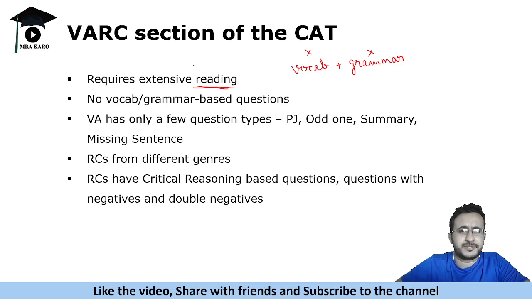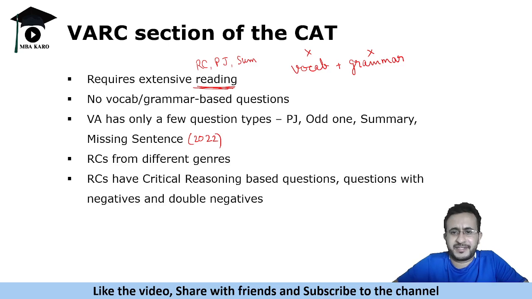You have RCs, you have parajumbles, you have summary. All these are the questions that require extensive reading. Now, it has only a few selected question types like parajumbles, odd sentence, parasummary, missing sentence. This was introduced in 2022. And these are all based on your reading abilities. How can you understand the structure of the paragraph and answer those questions?